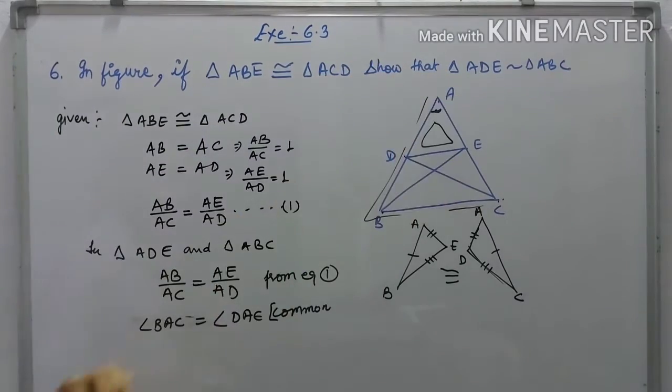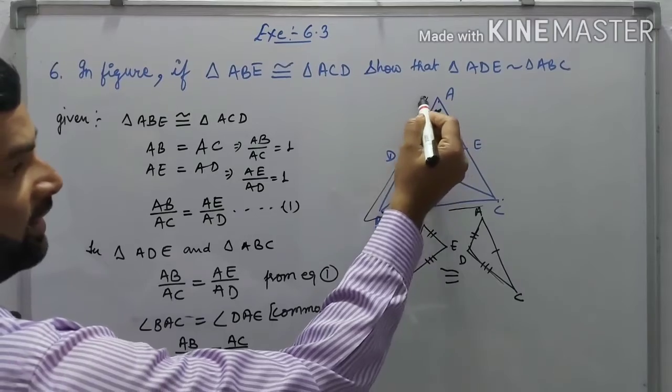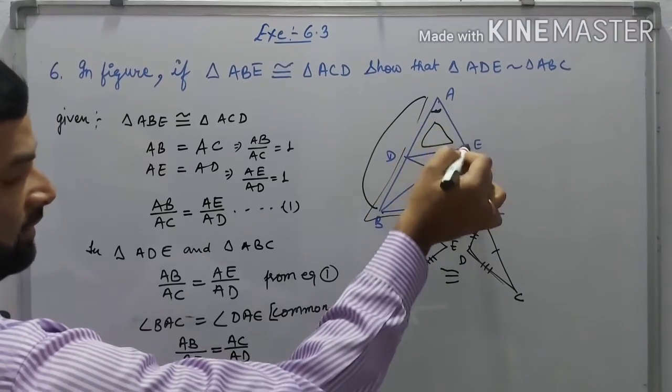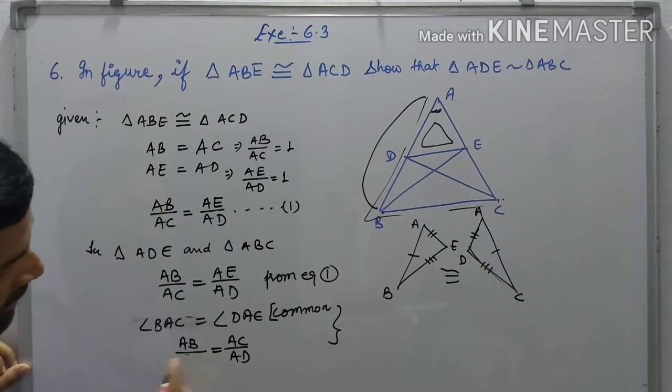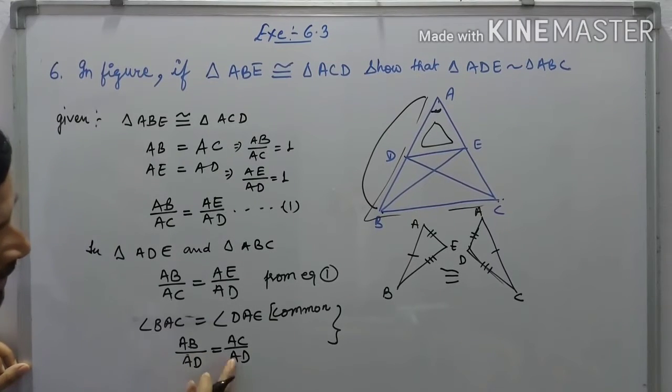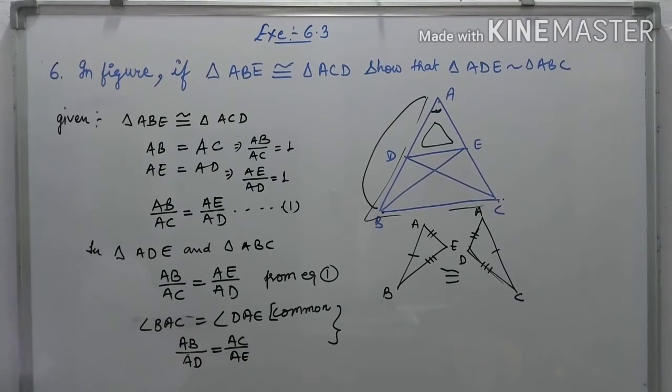AB upon AC. So you have it change the sign. You write the AB upon AE will change here, and AC upon AD. So these are the two conditions: AB upon AE, but AE equal to AD. So you write AD and AD equal to AC, that be AE, because all the sides are equal.